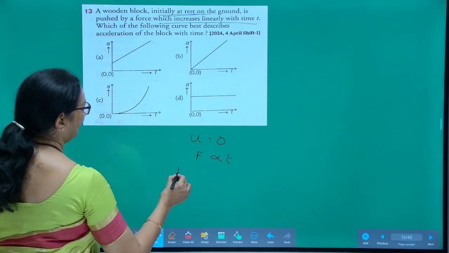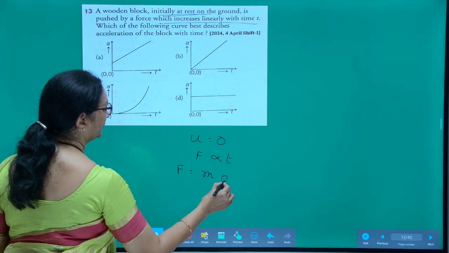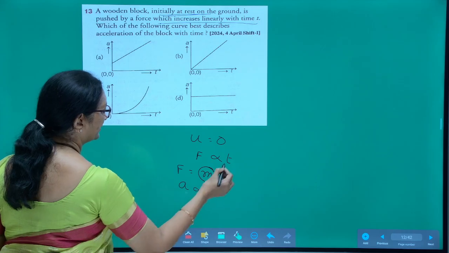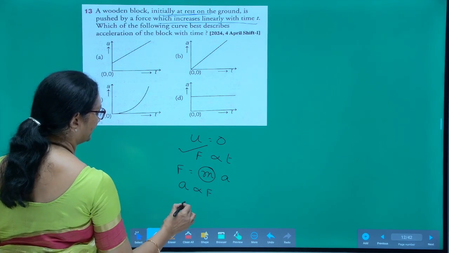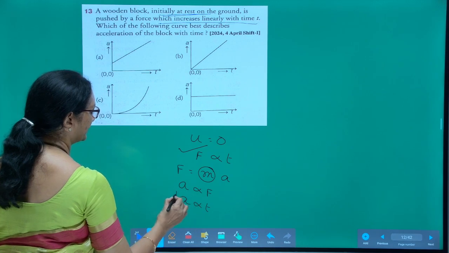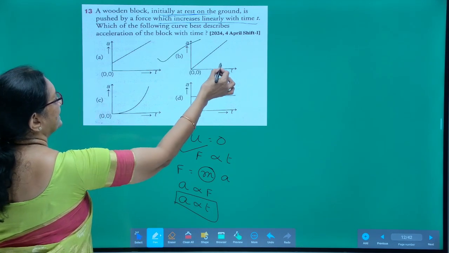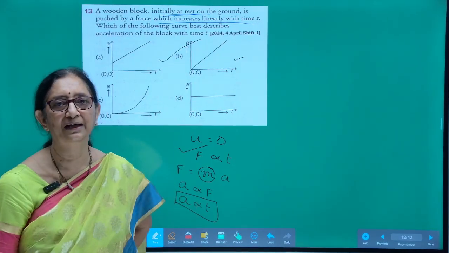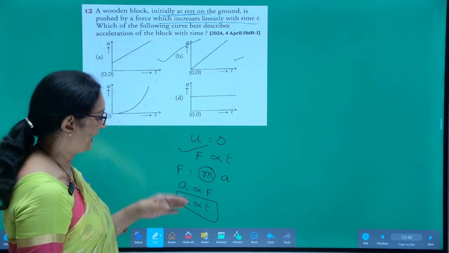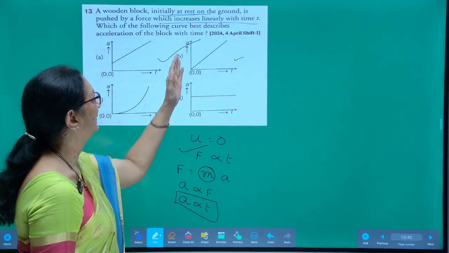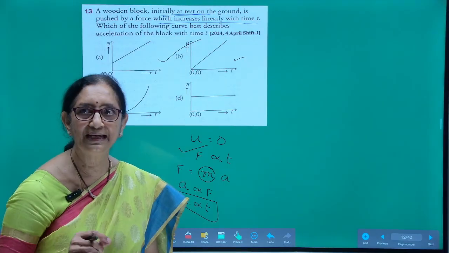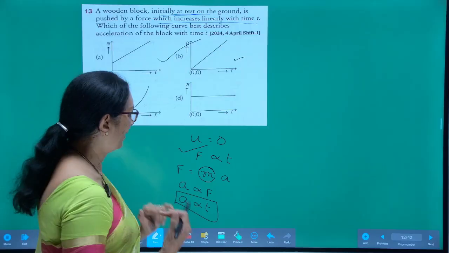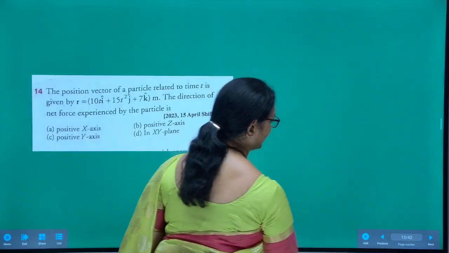So, F is equal to m a. So, acceleration is proportional to force. As force is proportional to time, acceleration is proportional to time. So, this graph is correct. Linear relation between acceleration and time. So, as acceleration is proportional to t, the acceleration-time graph is a straight line passing through the origin. Okay? Now, move on to the next.